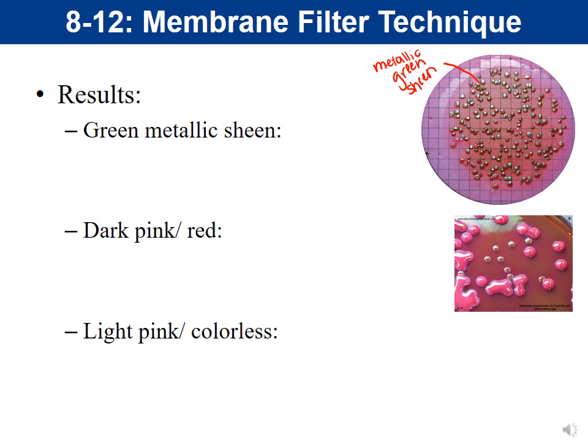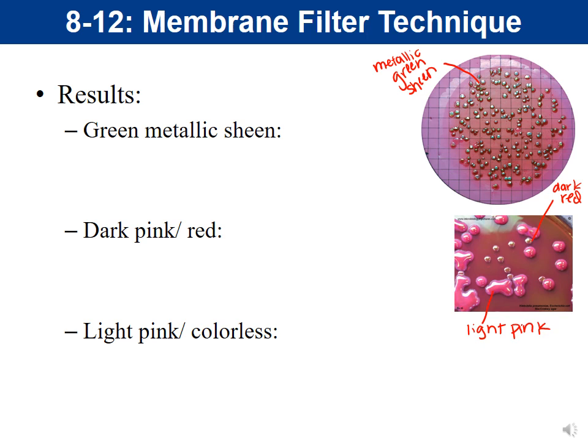This bottom picture has two types. We have our light pink, and the light pink is also colorless, meaning it does not darken. And then we have our dark pink or red. And so we have different interpretations depending on the types of colonies that we see. Now, when we test our water sample, there could be a mix. You might see some dark colonies, you might see some light, you might see some variation. But let's talk about what the results mean if we get these types of growth patterns.